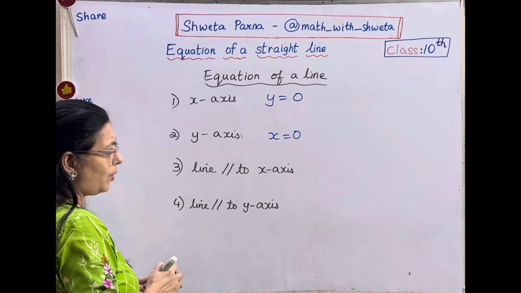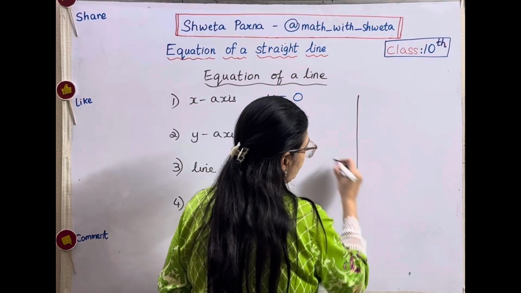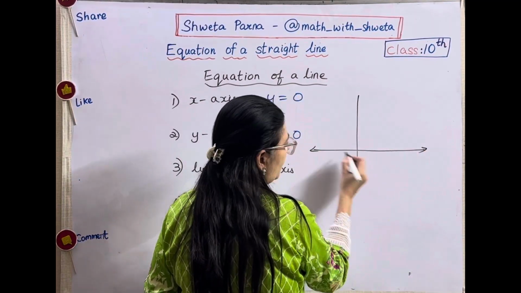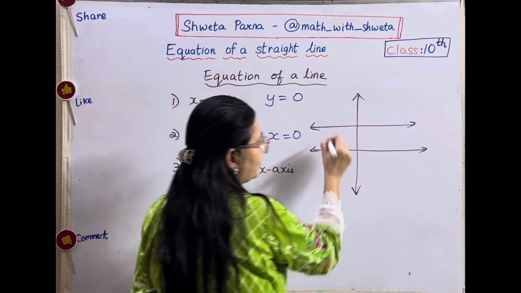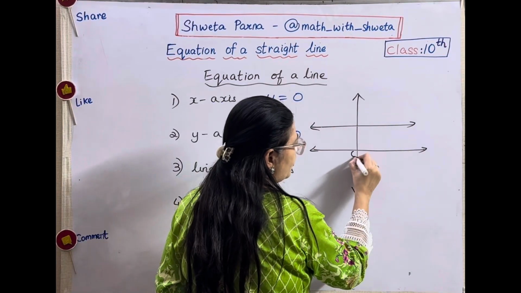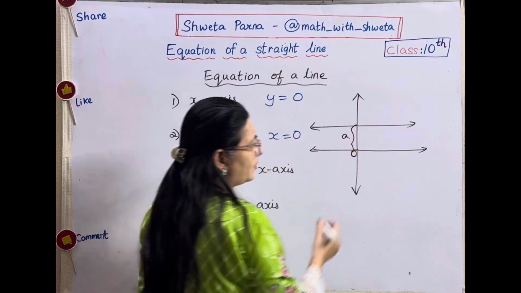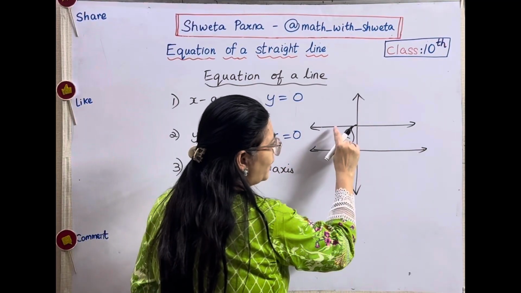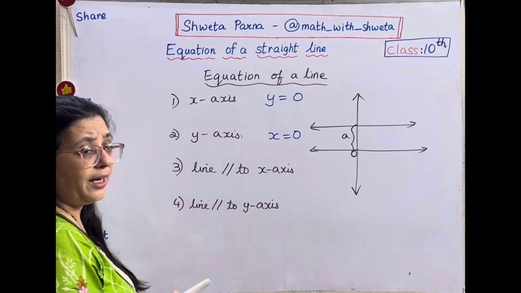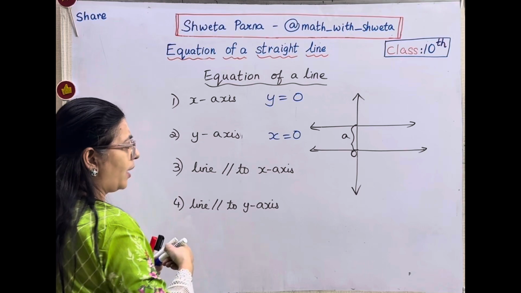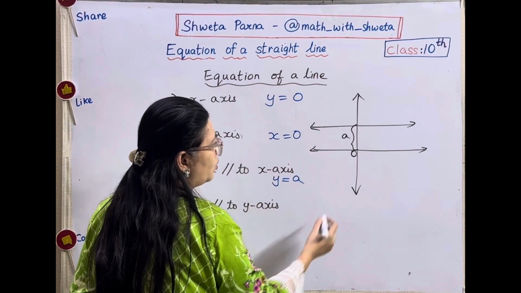Now, what is the equation of a line parallel to the x-axis? Say for example, this is the x-axis. I draw a line parallel to the x-axis. Say this is the origin. Now over here the distance is a units, so it is passing through y. So the equation of a line parallel to the x-axis would be y is equal to a.